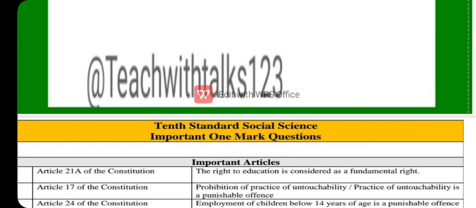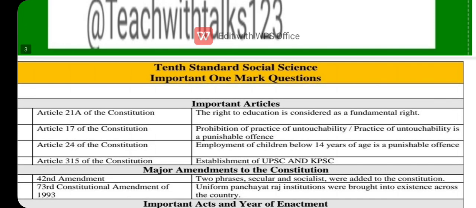First, we start with 10th standard social science important 1 mark questions and answers. Now, here I will take the important articles. In a year, the important articles from part 1 and part 2, any one question will come from these articles. Article 21A of the Constitution: the right to education is considered a fundamental right. It is free and compulsory education for 6 to 14 years, and it is considered a fundamental right for their parents.